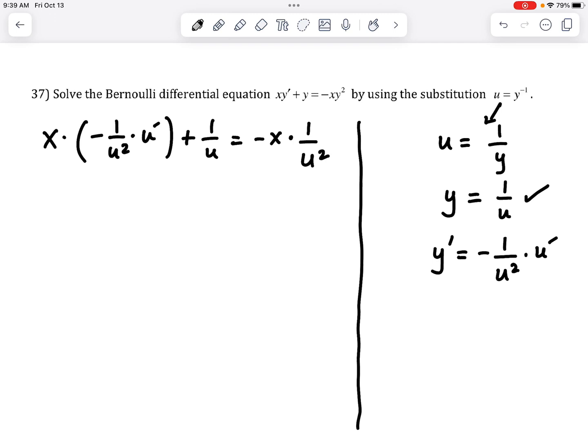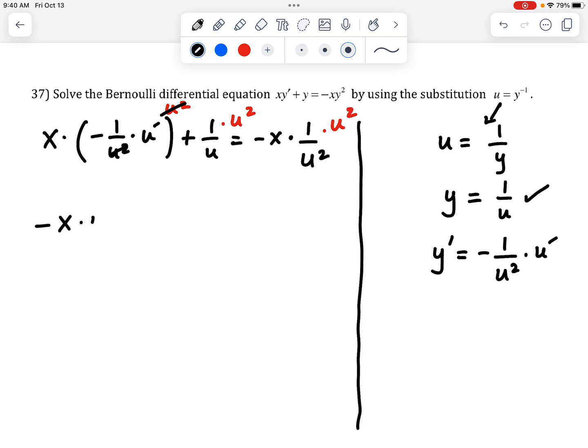And I notice that the denominators all have u's. So what I'm going to do is clean this up a little bit by multiplying through by u squared. So multiply through by u squared and then simplify. So on the left side right here, those are going to cancel. So it's going to leave negative x and then u prime. Then it's going to say plus, and this one u will cancel one of those u's. So it still leaves plus a u. And on the far right side, they cancel. So it leaves just a negative x.